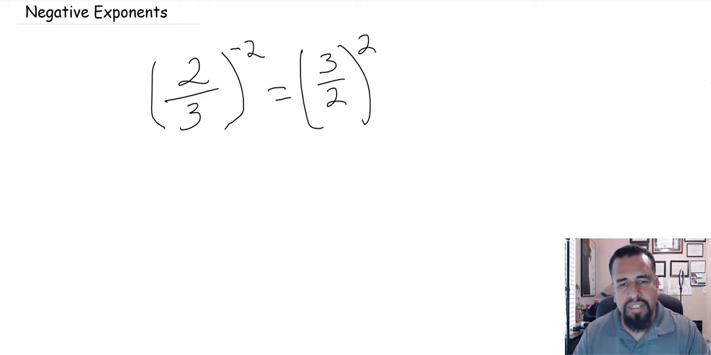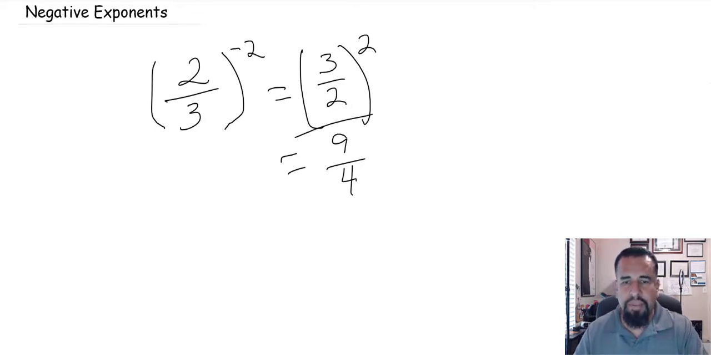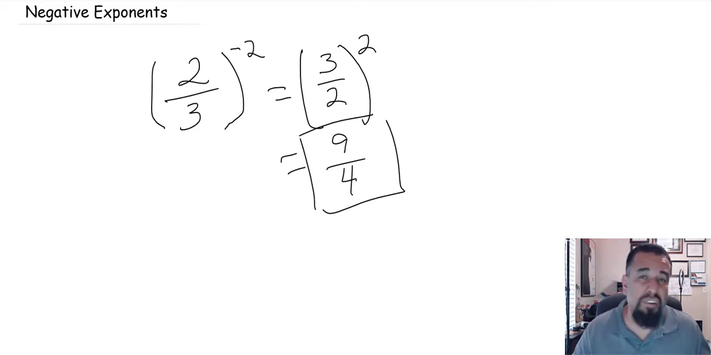And then from there, you can continue to solve it. It's just 3 squared, which would be 9, and 2 squared, which would be 4. And that would be my final answer, 9 over 4. That's it. That's all we have to do.